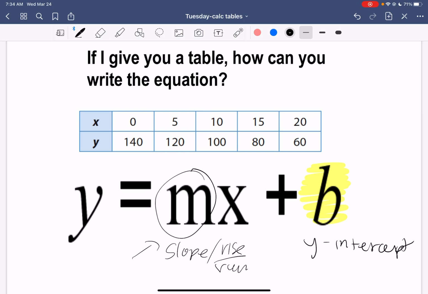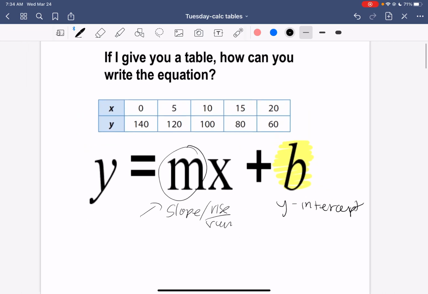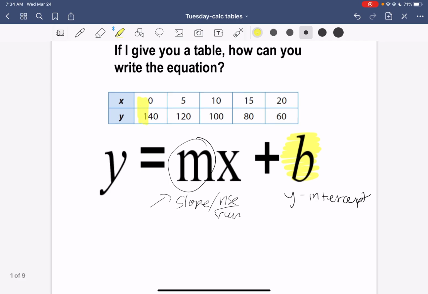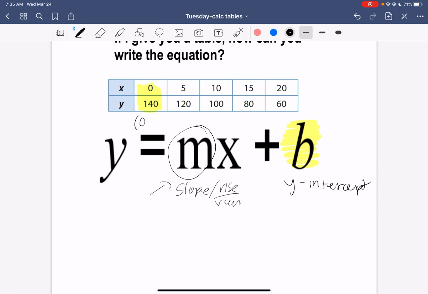In order to find those things, we can look at our table and usually pull the values out of it. In the first case, I like to see if the y-intercept is obvious in the table. And in this case, it is. We have this point right here, 0, 140. In a coordinate pair, it would be written (0, 140).